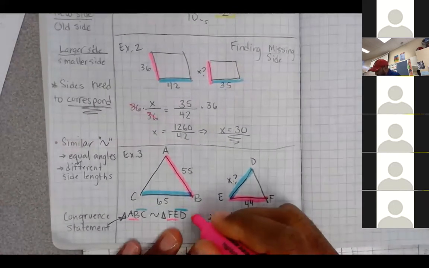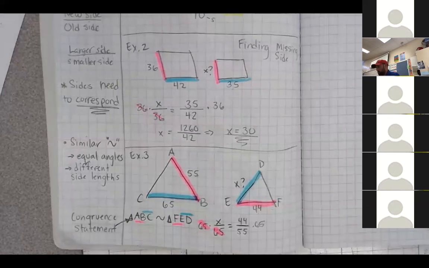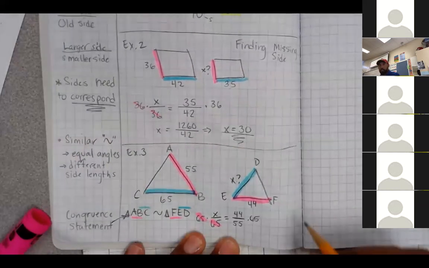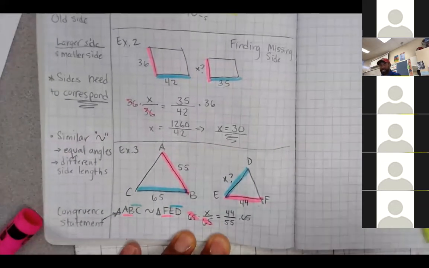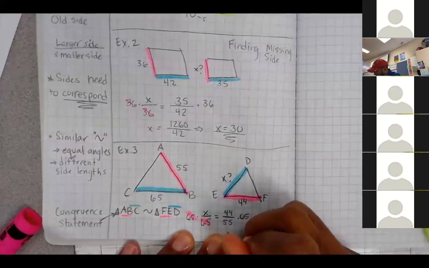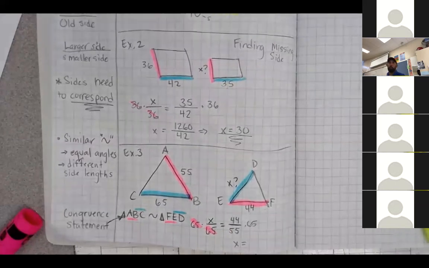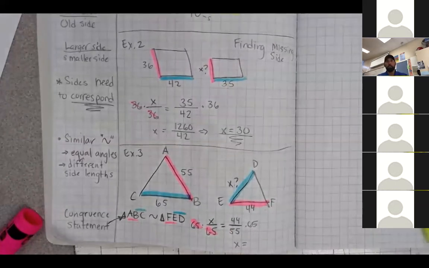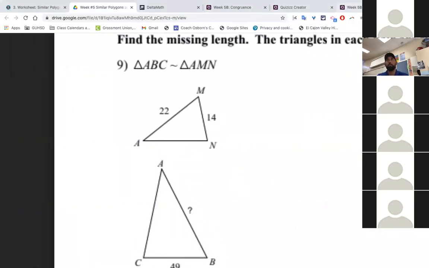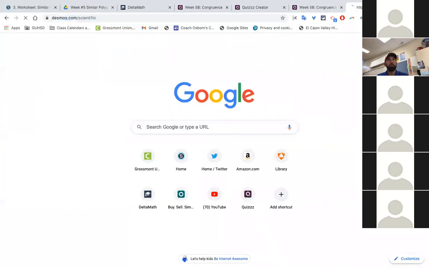Okay, these will cancel out. And to get x, now all I need to do, or actually side DE is x. We're going to multiply 44 times 65 and divide by 55. To do that, I'm going to use Desmos. So let's open up a new tab for Desmos.